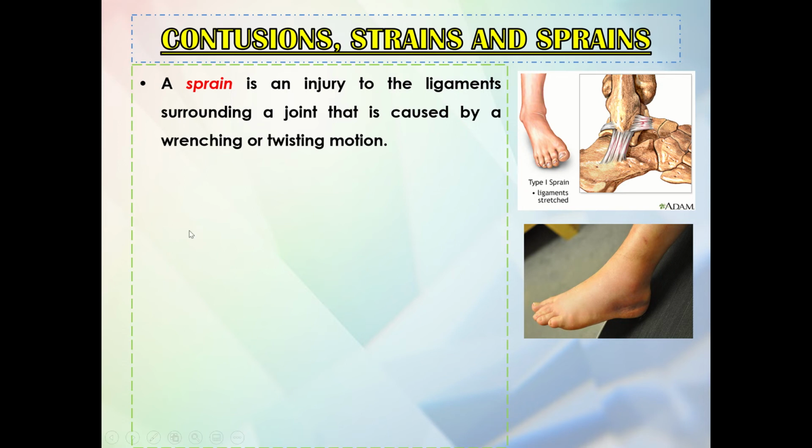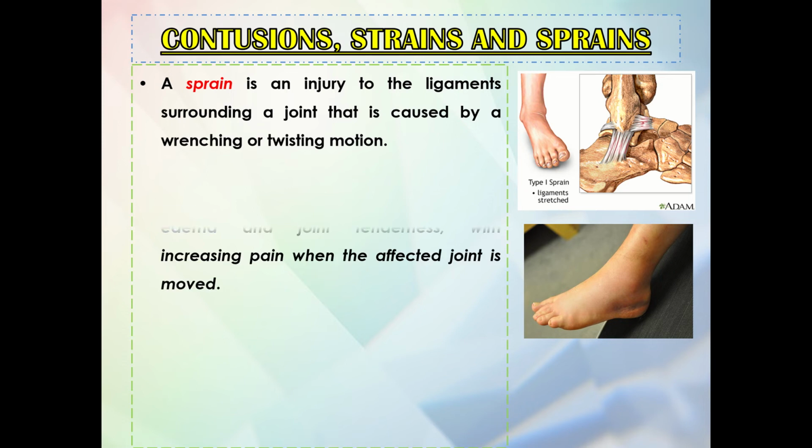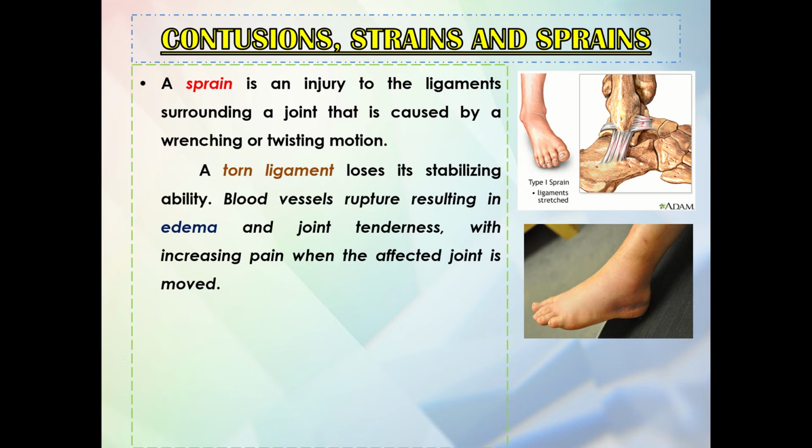So that is caused by a wrenching or twisting motion such as this one. So parang ano ba tawag dito? Parang natapilok. Okay? For example, your ankle, and then nagkaroon ka ng sprain kung tawagin. So a torn ligament loses its stabilizing ability, so blood vessels rupture resulting in edema and joint tenderness with increasing pain when the affected joint is moved.